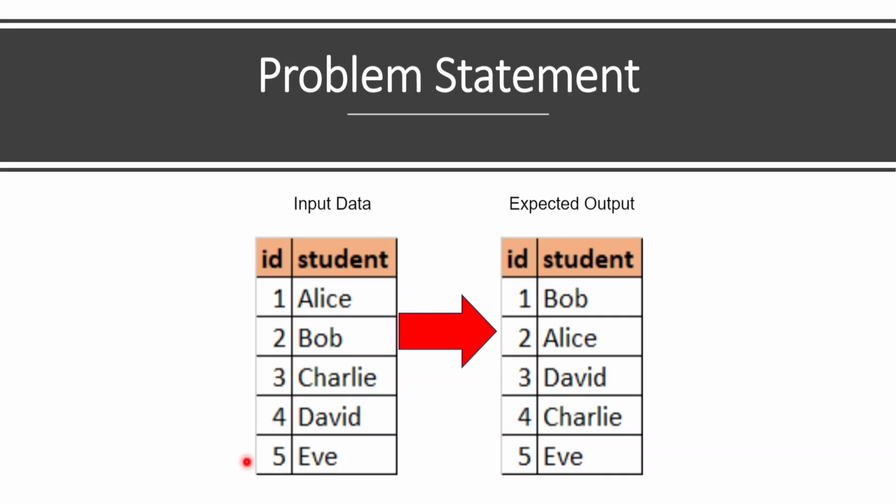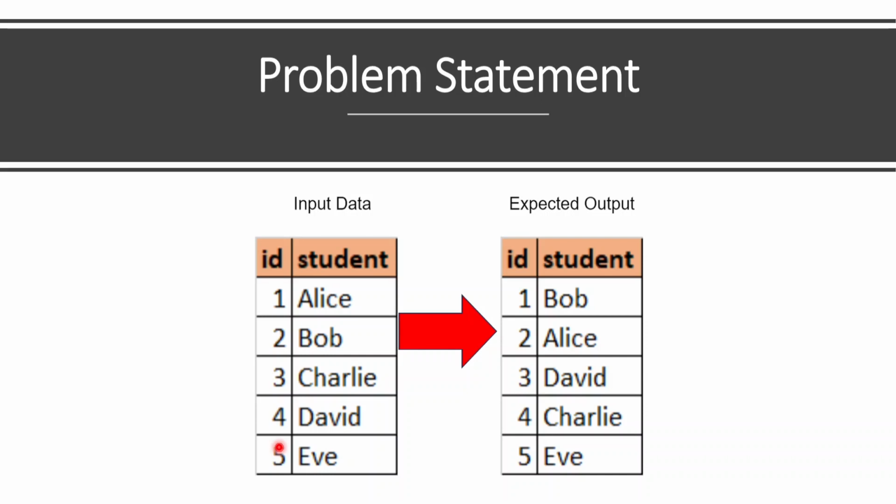Let us understand the problem statement first. Let's say we have an input table with two columns, ID and student. ID is nothing but the seating ID. The student Alice is sitting in seat number 1, and Bob is sitting in seat number 2. Similarly, we have 5 records. This is just a sample data set, but in real time we might have many more records. So the solution that we are creating should be able to handle any number of records.